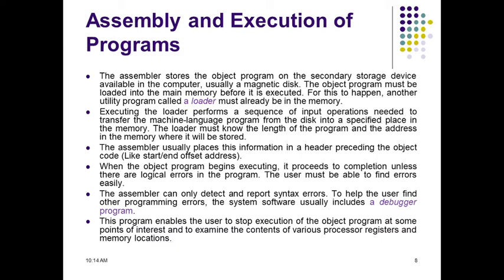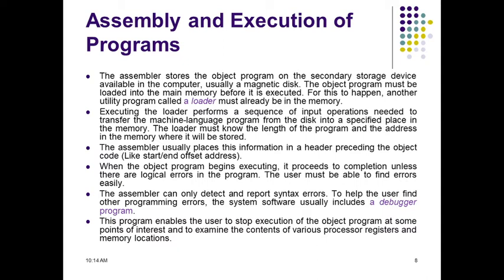Having the loaded object code, the loader starts execution of the object program by branching to the first instruction to be executed. Recall that the address of this instruction has been included in the assembly language program as the operand of the END assembler directive. The assembler includes this address in the header, which is preceding the object code on the disk.